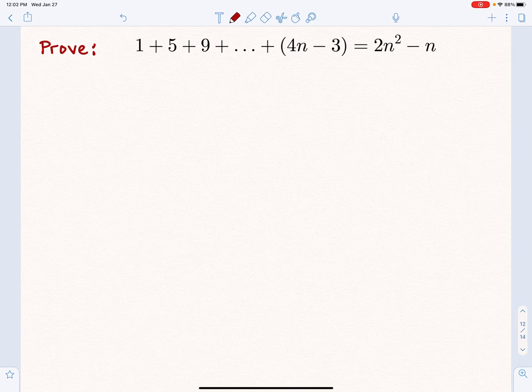All right, so what we're going to do is prove this summation formula by using mathematical induction. So, as always with mathematical induction, we need a base case. And that just means, in this case, n equals 1.